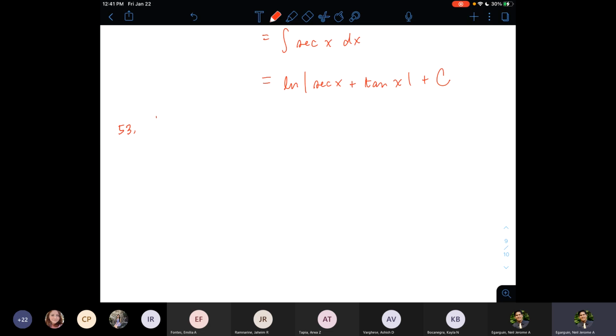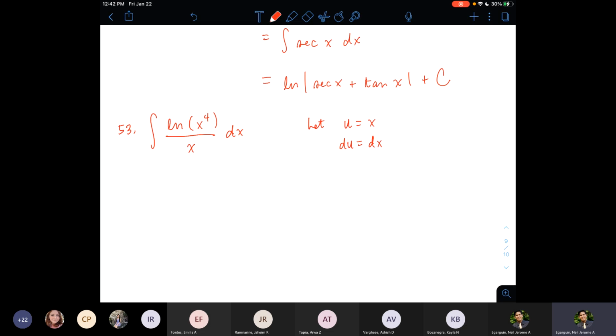Problem 53, integral of ln of x to the fourth all over x dx. This is one of those times wherein choosing the substitution from the denominator will not lead you to the easiest solution to a certain problem. Because here, if you stick to what I suggested earlier, you will let u be equal to x, then du will just be equal to dx.